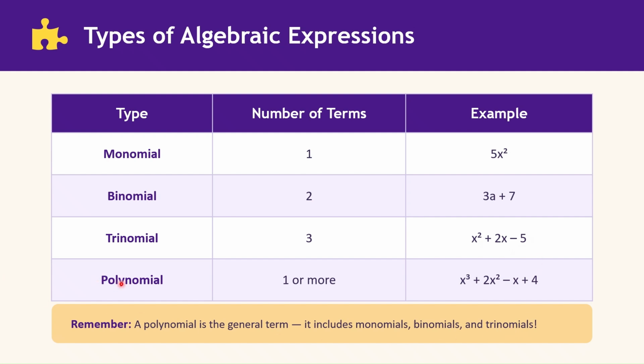Now there is one important word, polynomial. The prefix poly means many. A polynomial is a general term that includes all of these. Monomials, binomials and trinomials are all types of polynomials. An expression with 4 or more terms is also called a polynomial. For example, x cubed plus 2x squared minus x plus 4. So this has 4 terms, hence it is a polynomial. Think of a polynomial as a family name, and monomial, binomial, trinomial are specific members of that family.